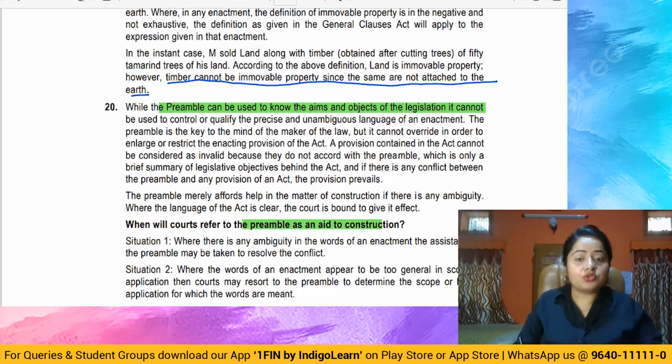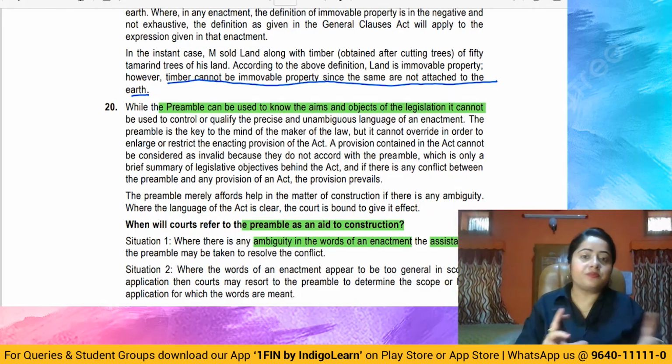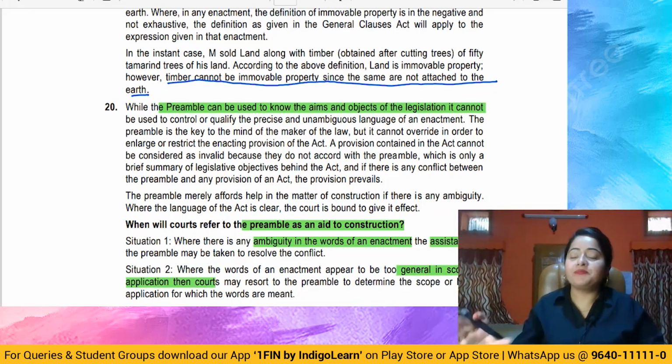However, the preamble can be used only in certain situations. Suppose there is ambiguity in the words of the enactment, then assistance can be taken. If the words written in the act are ambiguous or confusing, and we do not understand the meaning, we can understand it by referring to the preamble. The second option is if we want to know the scope of application of the law. If in the enactment there are certain words and we don't exactly know what all can be covered, and we want to know the scope of the enactment, then we can refer to the preamble. The preamble is going to give us the aims and objects. Accordingly, we can understand the scope or the limitation of the act.